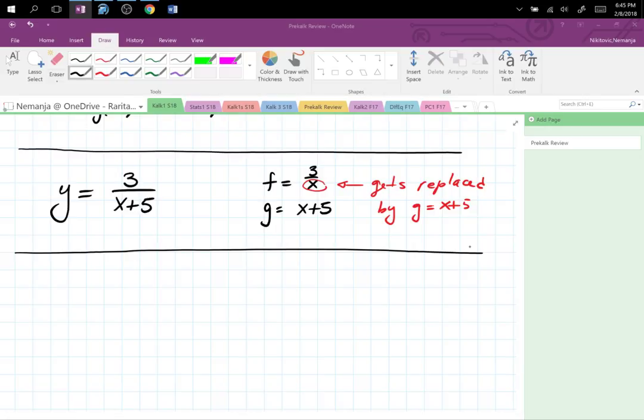Let's get a spicier example. y equals 4 cosine squared x cubed.